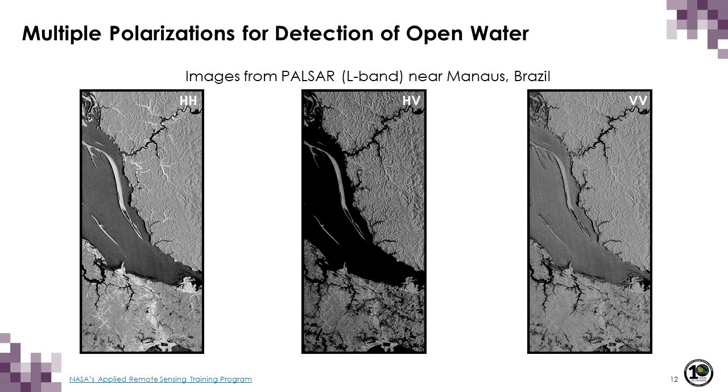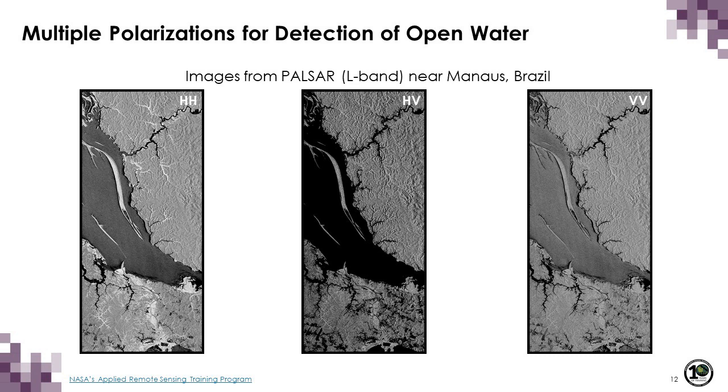So we talked about multiple polarizations for detecting flooded vegetation, right? So we're looking at double bounce. This example shows multiple polarizations for detecting open water, which is specular scattering. And here we have a PALSAR image for an area near Manaus, Brazil, at the same three polarizations as before, HH, HV, and VV. Note the backscatter intensity over the river that goes through the middle of the image.